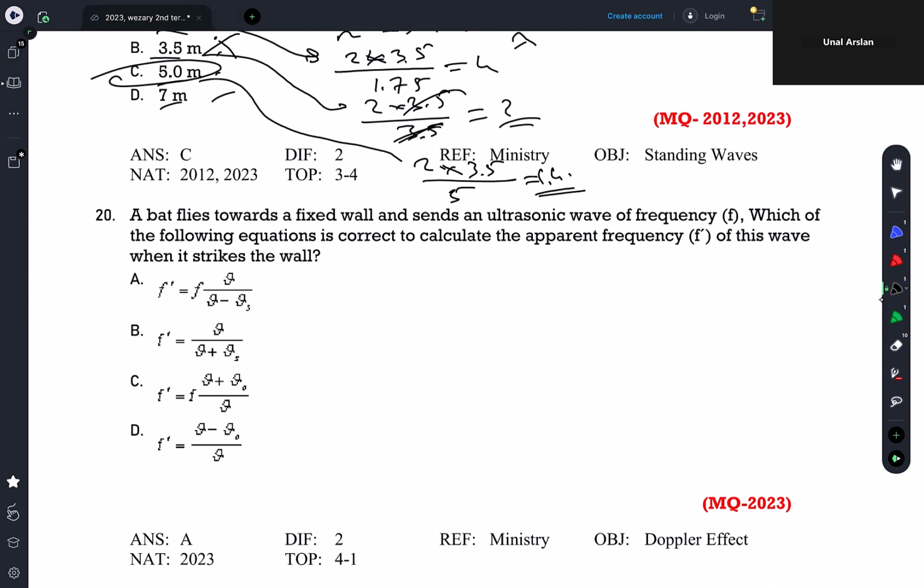A bat flies towards a fixed wall, and sends an ultrasound wave of a given frequency. Which of the following equations is correct to calculate the apparent frequency and pitch of this wave when it strikes the wall?